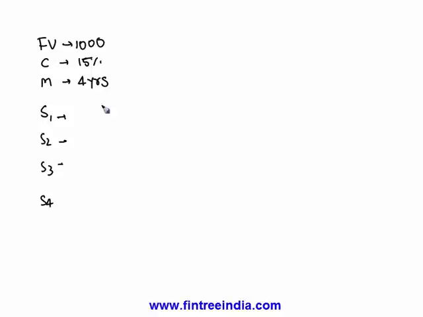Let us say face value 1000, coupon 15%, maturity 4 years, and we have spot rates for year 1, 2, 3 and 4: 10%, 15%, 20% and 25%. Okay, so I want you to solve this in a particular fashion. Just hold on for a minute. You have to make a table.